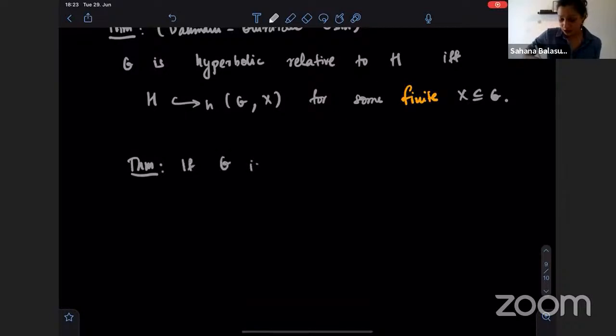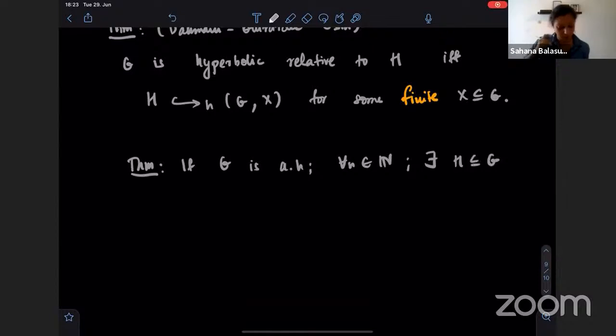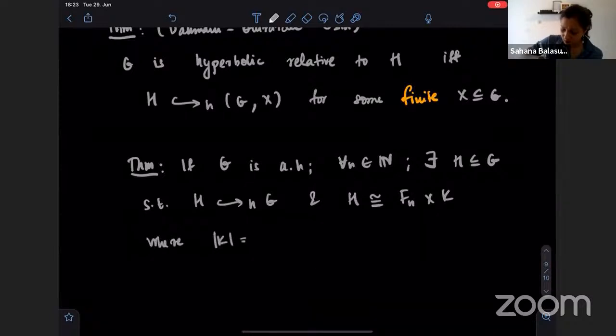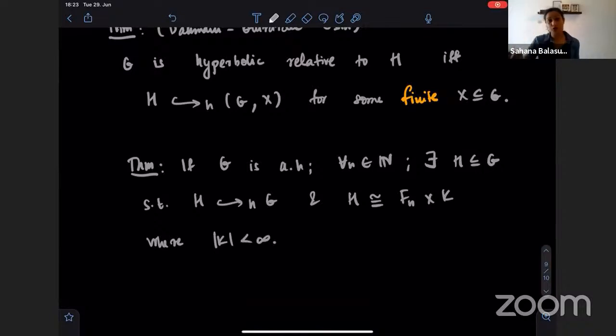So if G is acylindrically hyperbolic, then for every natural number n, there exists a subgroup H of G such that H is, of course, hyperbolically embedded in G, but more importantly, H is isomorphic to the free group of rank n cross K, where K is finite. So we don't just have hyperbolically embedded subgroups that are virtually cyclic. You can actually produce a very large class of hyperbolically embedded subgroups.